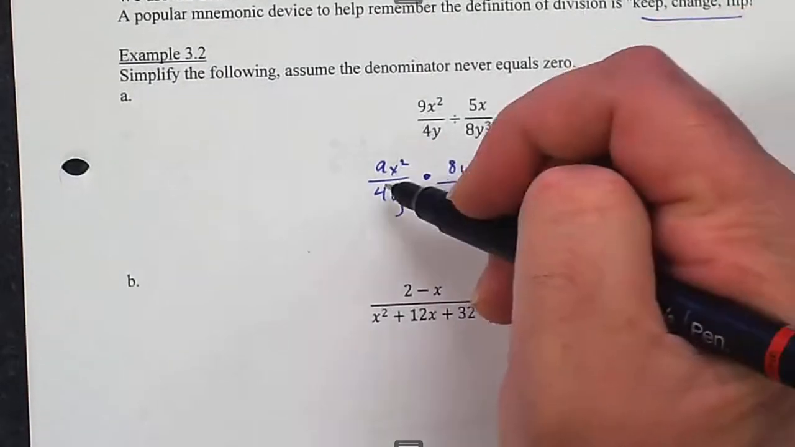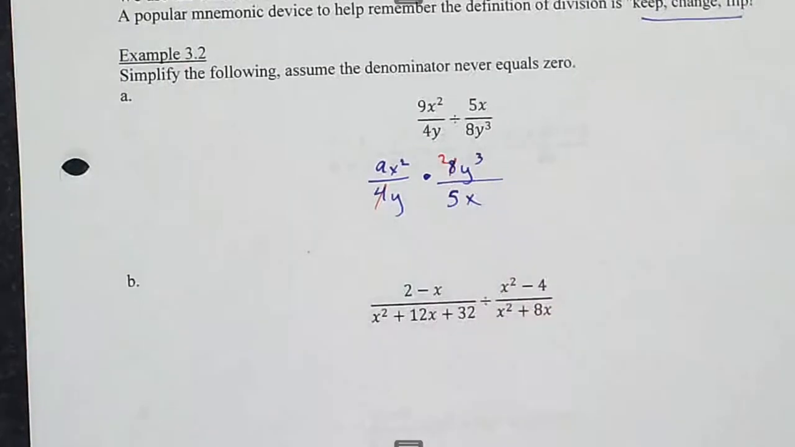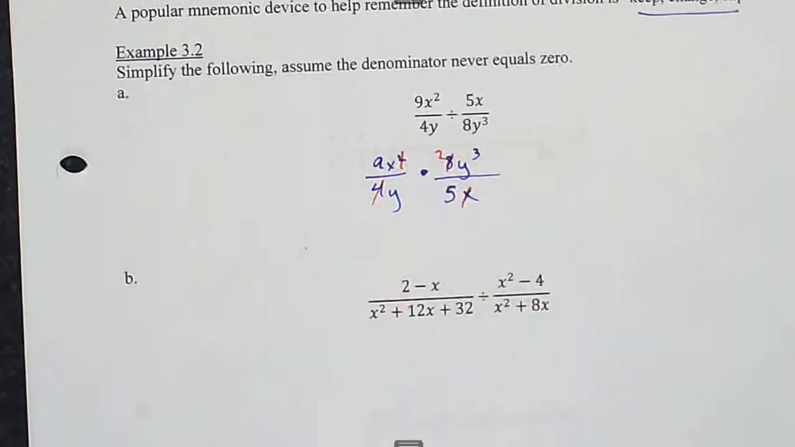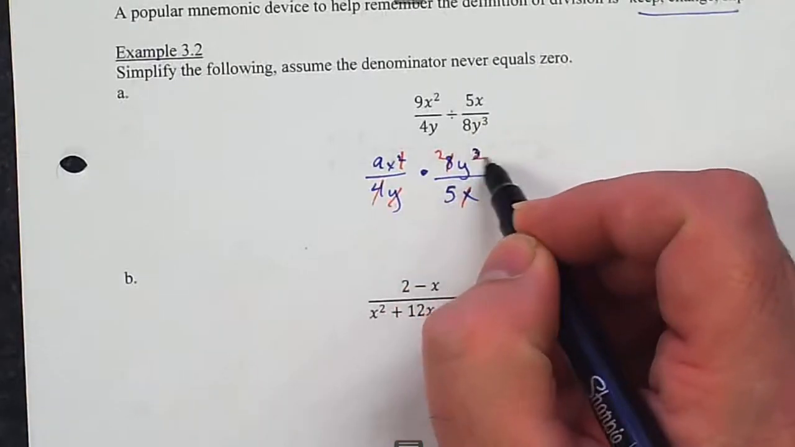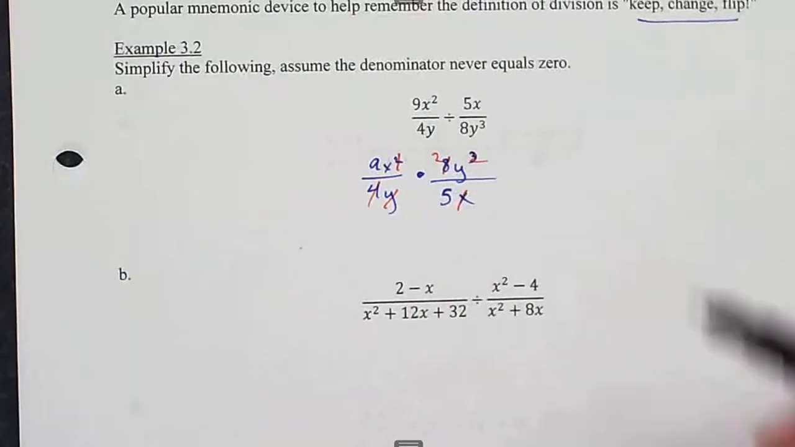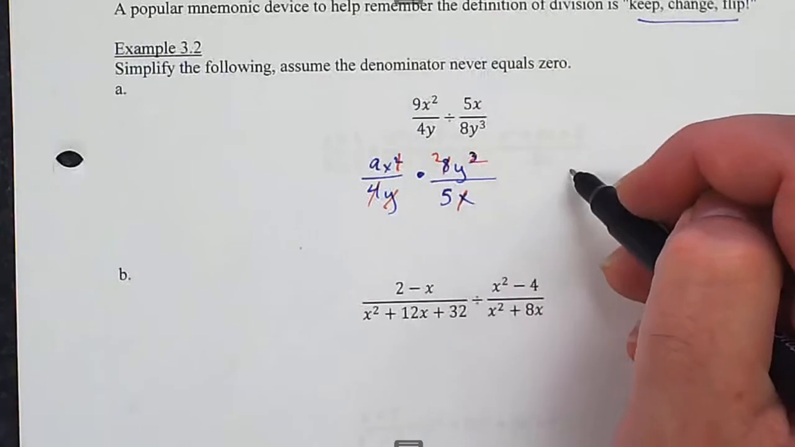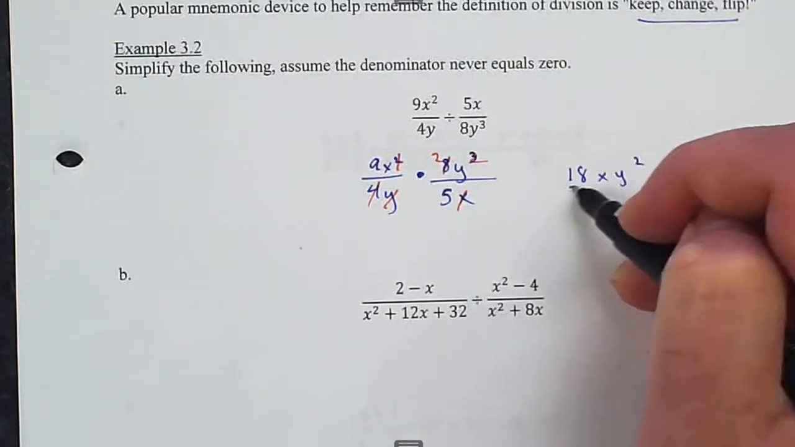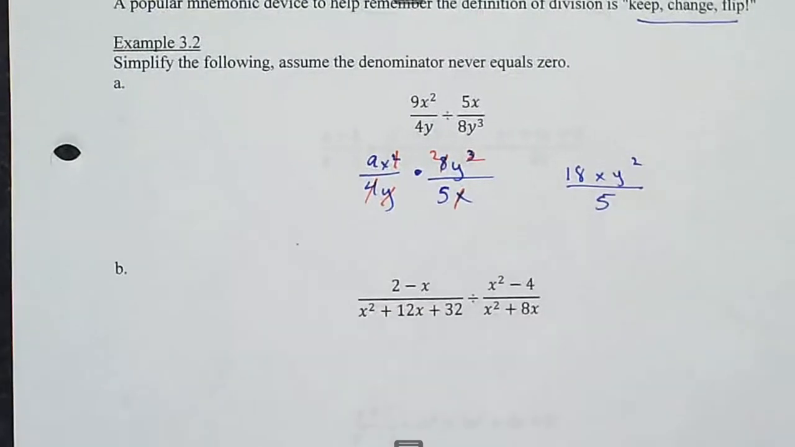Now we'll reduce. 4 and 8 can reduce to 2. I'm going to reduce this x down to a power of 1 and the y to a power of 2. So on top I have 9 times 2 is 18 x y squared. And on bottom it looks like I still have a 5.